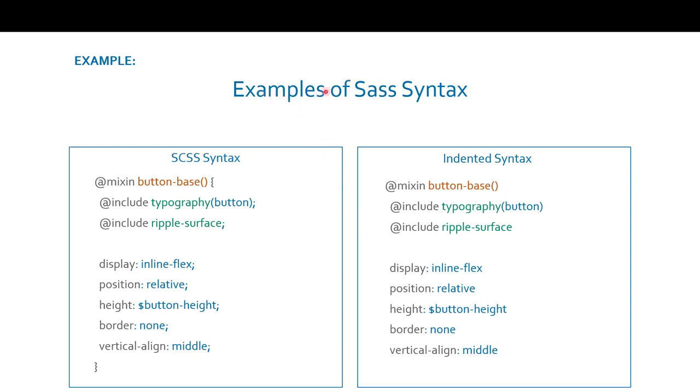So this is the example of our Sass syntax, the two Sass syntaxes. This is the first one. You can see it uses what? Curly brackets. You see these curly brackets, and it uses semicolons as well. Then this one does not use curly brackets. It uses indentation, you know. So you have to be very careful. This can be quite confusing if you don't really know how to go about it.